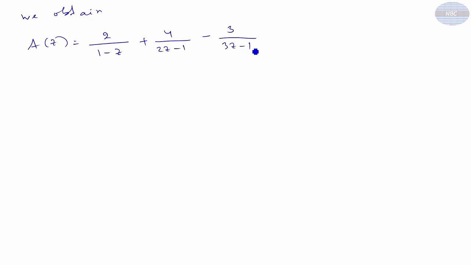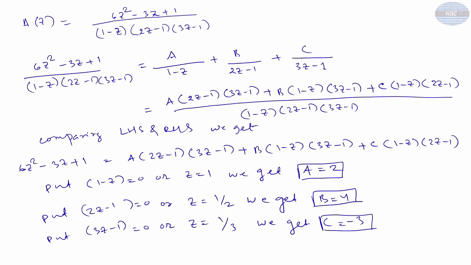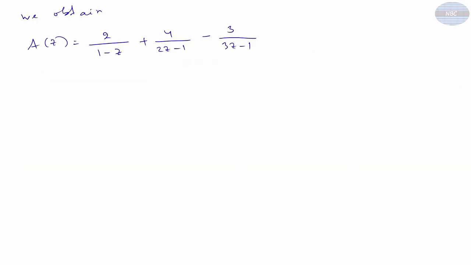so now let us write down the left hand side. So we obtain A(z) is equal to, since we got the values of A, B, C, A is nothing but 2, so 2 divided by 1 minus z plus 4 divided by 2z minus 1 minus 3 divided by 3z minus 1. Okay, so this is the value of A, B, C. We just substitute in the right hand side.